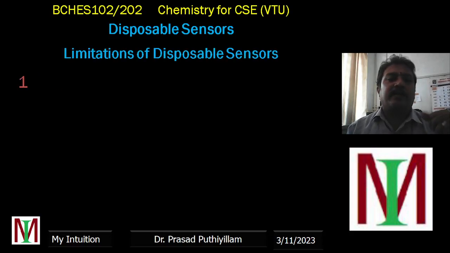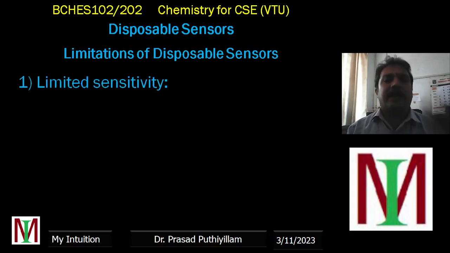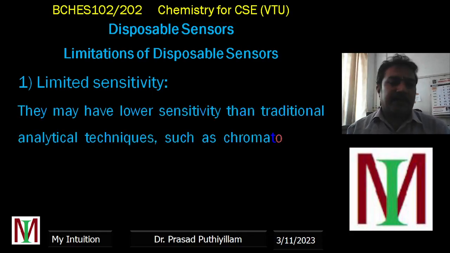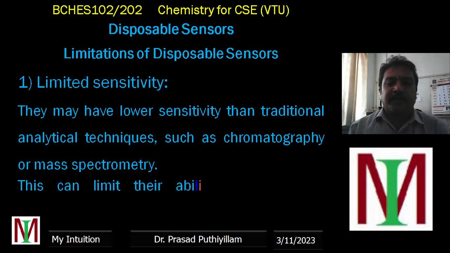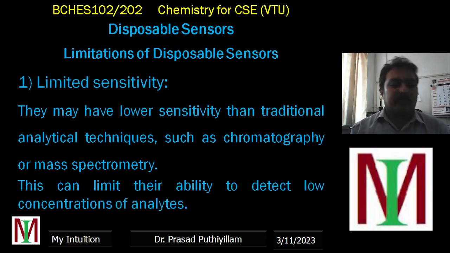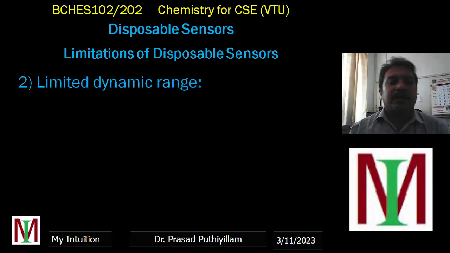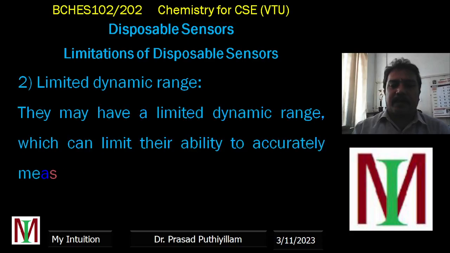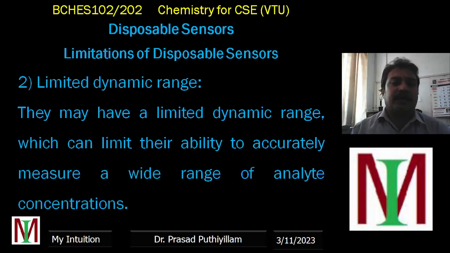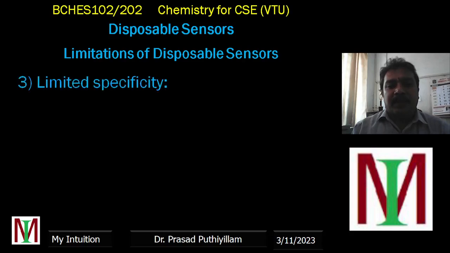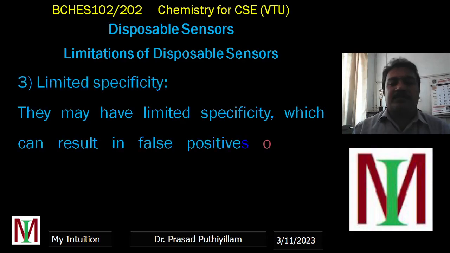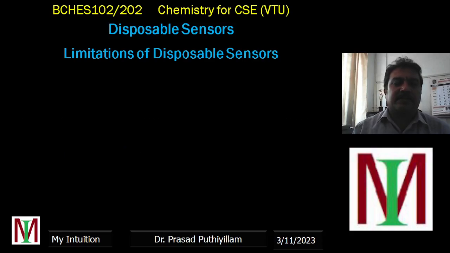Limitations. Anyhow, when we have advantages, there will be some limitations. Limited sensitivity: they may have a lower sensitivity than traditional techniques such as chromatography or mass spectroscopy, which will limit their ability to detect low concentrations of analyte. Limited dynamic range, based on the application, not a general statement. The range of analyte concentration is limited. Limited specificity: we don't have too much specificity, which can result in false positive or false negative results.